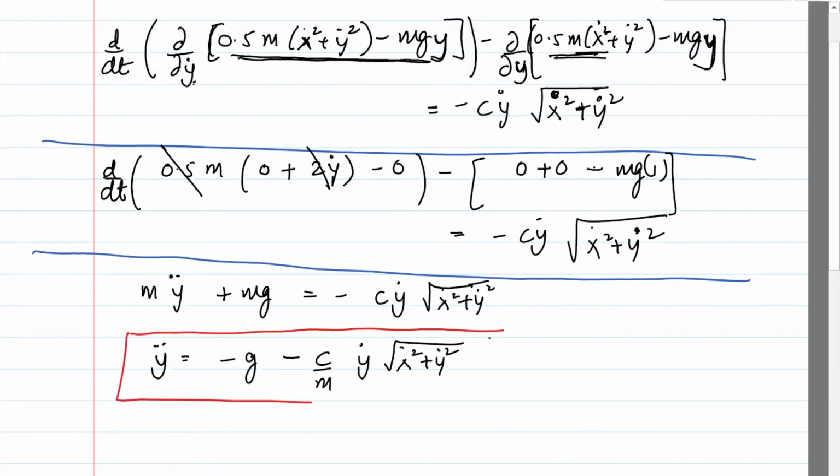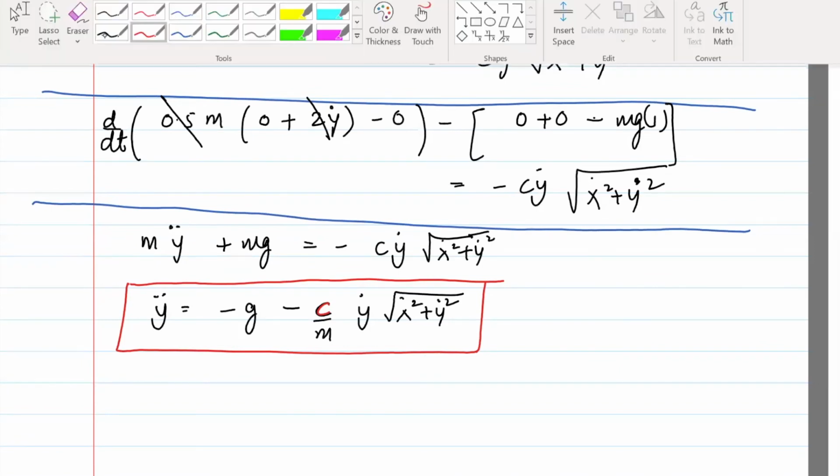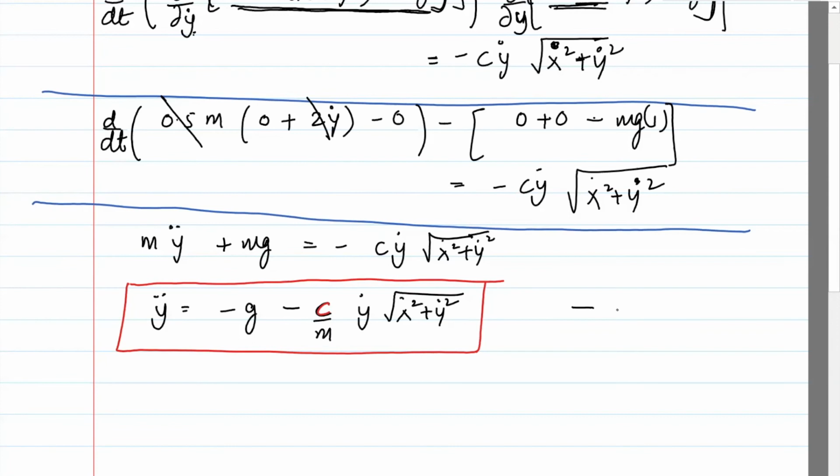Okay, so if you substitute c equals 0, then you'll see that the equation of motion for a projectile without drag is basically y double dot equals minus g, which is actually what you would get if you did it with Newton's laws, assuming no drag. Okay, so let's call this equation 2, and the first one, which I wrote on the previous page, equation 1.